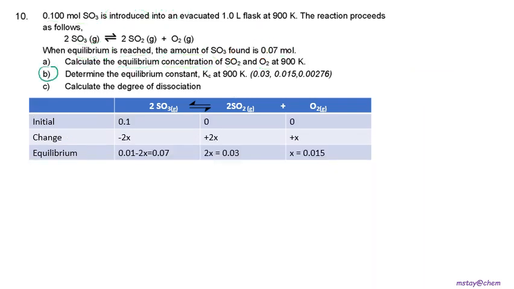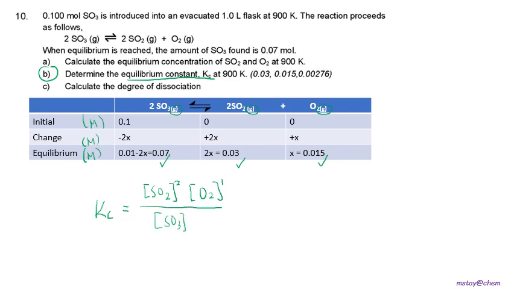Question B. Determine the equilibrium constant Kc at 900 Kelvin. Based on the answer in question A, we have the concentration for SO3 at equilibrium equal to 0.07 molar, while SO2 is 0.03 and O2 is 0.015 molar. Before we can calculate the value of the equilibrium constant, we need to write down the Kc expression. Since all the physical states are gas, all these species will appear in the Kc expression, using product over reactant. Concentration of product SO2 to the power of 2 multiplied with concentration of oxygen to the power of 1, divided by concentration of SO3 to the power of 2.